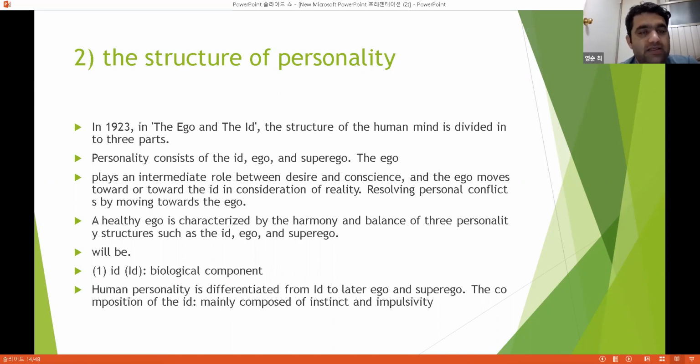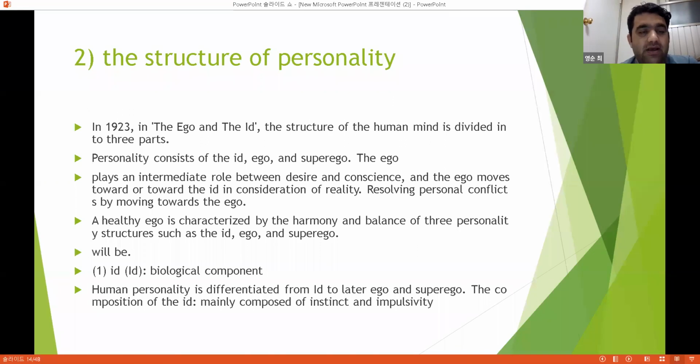The ego plays the intermediate role between the desire and the conscious, and the ego moves toward the ID and the consideration of reality, resolving personal conflicts by moving toward the ego. A healthy ego is characterized by the harmony of balance in the three personality structures, such as the ID, ego, and superego.